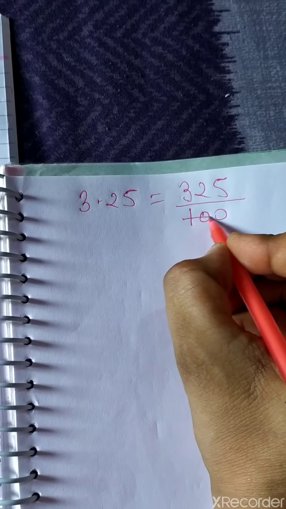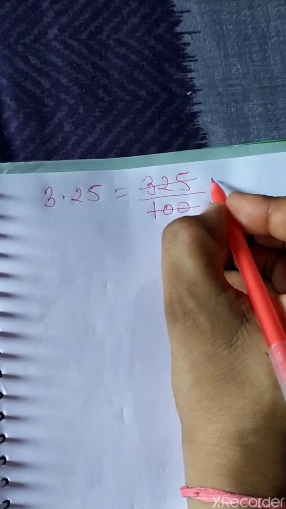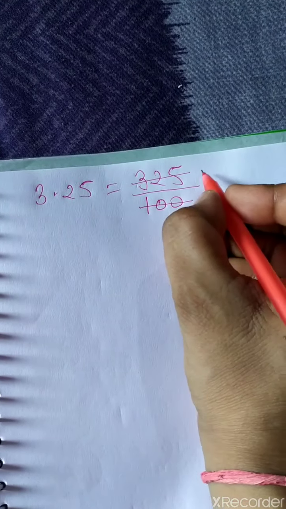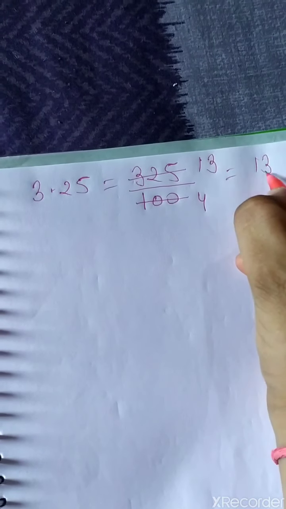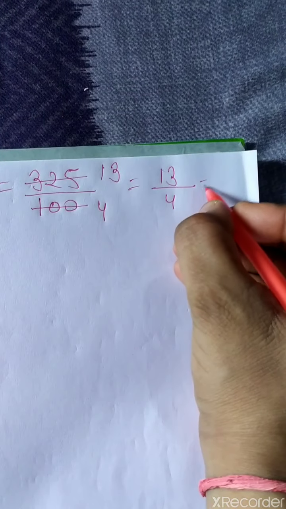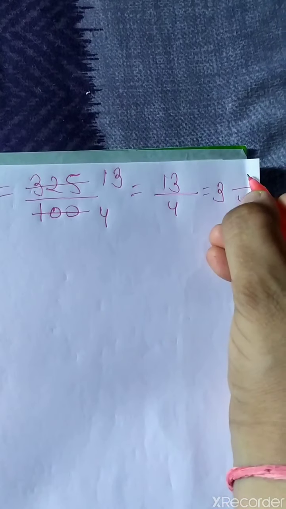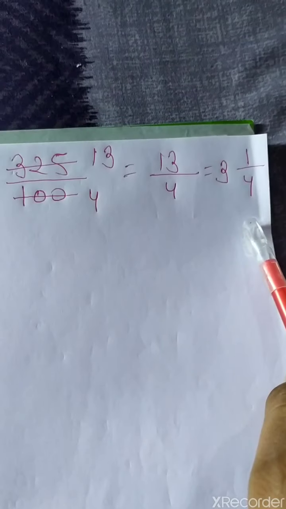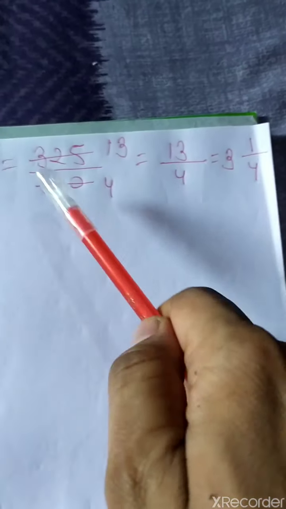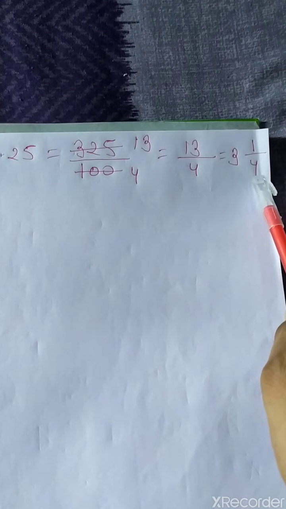Now divide 25 by 4. 25 into 13 times it will cut only, you can see in the table of 25 only, then 13 by 4. Now you convert it into a mixed fraction. This will come 4 into 3 times, 1 remainder, so 3 whole 1 by 4. It is 3 whole 1 by 4. So this way you can convert decimal numbers into mixed fractions.